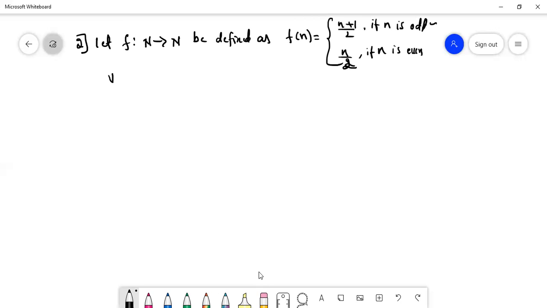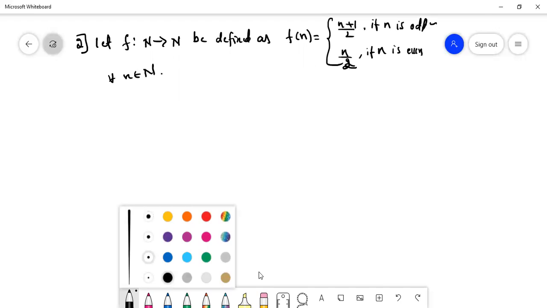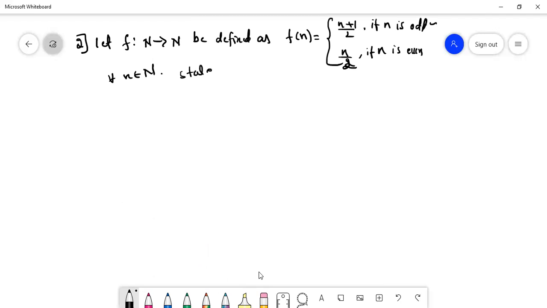For all n belonging to natural numbers, state whether the function f is bijective. Bijective means it is both one-one and onto, then it is bijective. Okay? You have to state whether it is bijective or not.